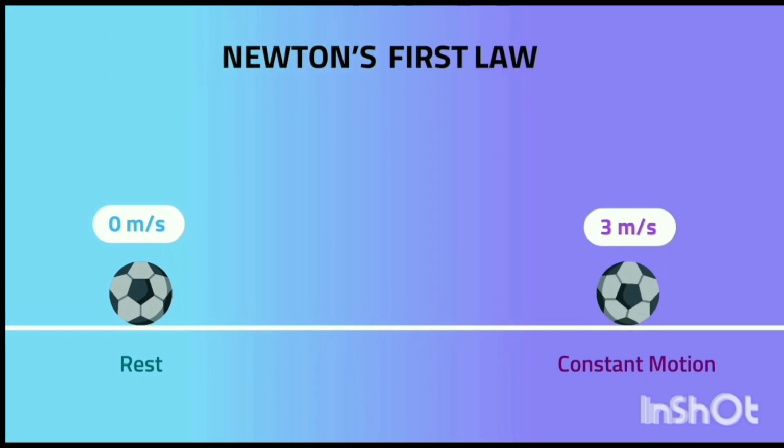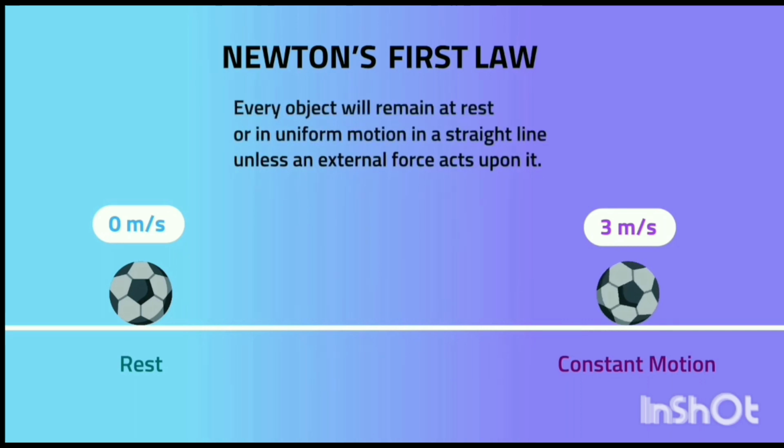Then, what if there is no external force acting on an object? This is where Newton's first law of motion comes into play. Every object will remain at rest or in uniform motion in a straight line unless an external force acts upon it. Uniform motion refers to constant velocity, or no changes in the velocity.